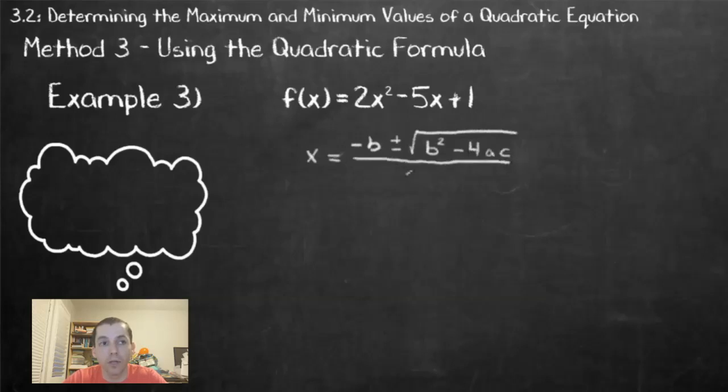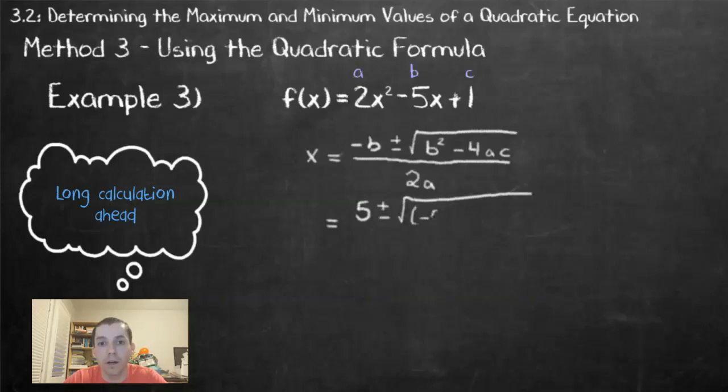And our quadratic formula is negative b plus and minus the square root of b squared minus 4ac over 2a. In this example, my b value is negative 5, my a value is 2, and my c value is 1. So to start, I'm just going to plug those each into the quadratic formula, and then I'm going to simplify.